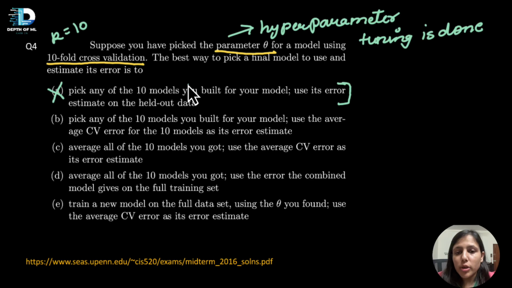Pick any of the 10 models you built for your model. Use the average CV error for the 10 models as its error estimate. So they're saying you can pick any of the 10 models and use the average of the CV error that you got on the 10 sets as your error estimate. So this is also something that we don't do in practice.